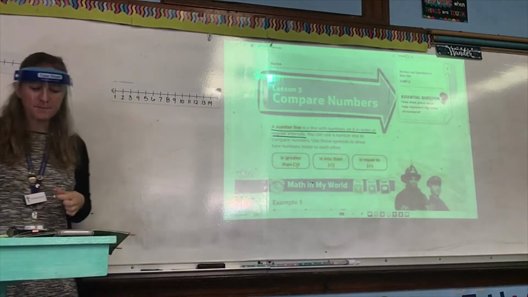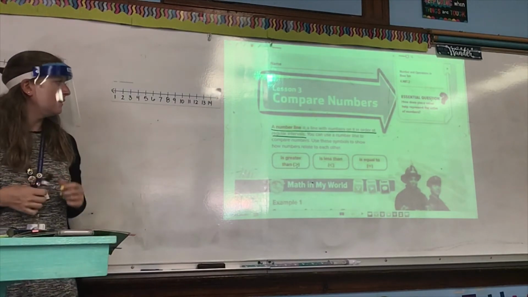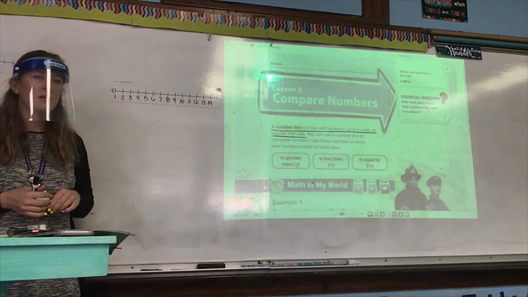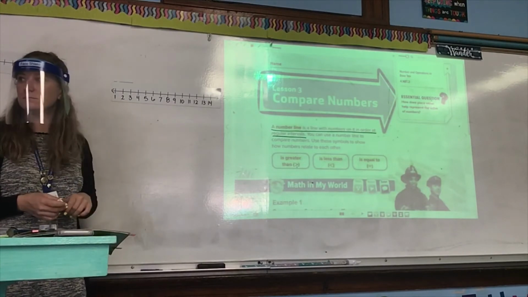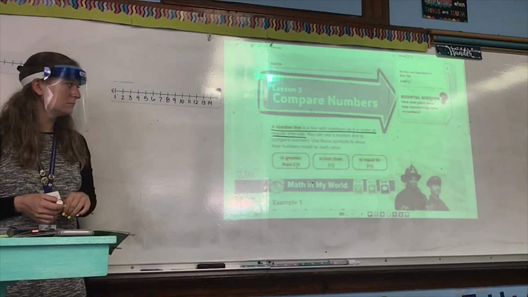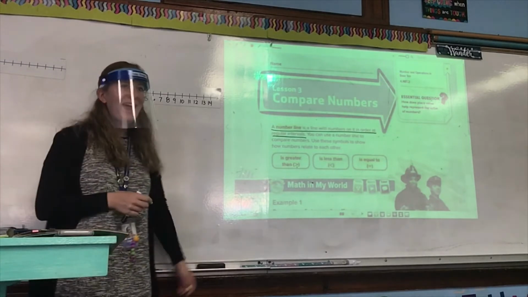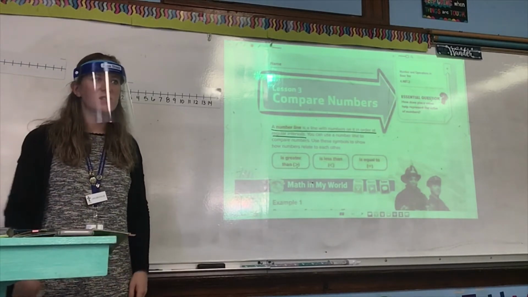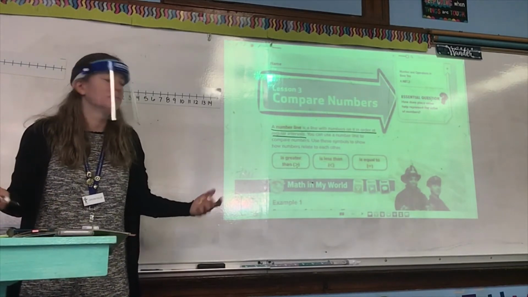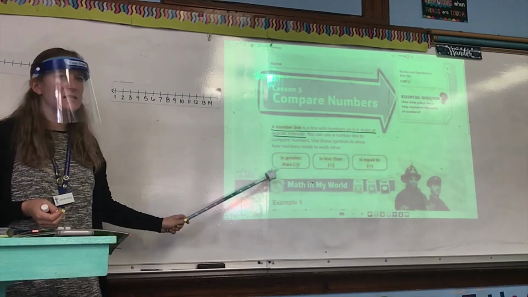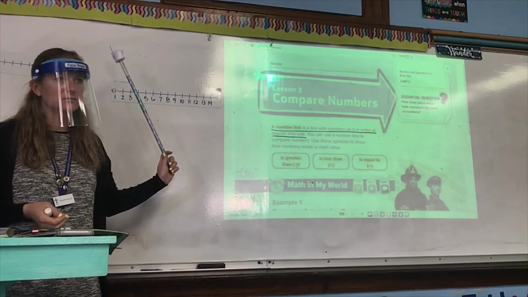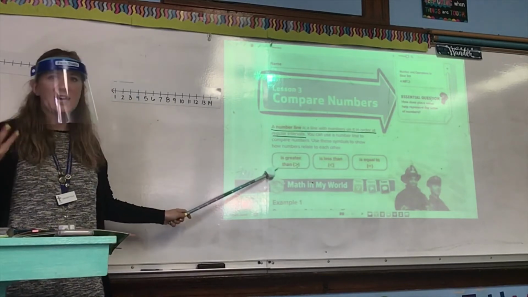Aaron, keep reading. You can use a number line to compare numbers. Use these symbols to show how numbers relate to each other. Good. How numbers relate to each other. That means what do they have to do with the other one? So we can use greater than, which means the number on the left is bigger or smaller, class? Bigger. When I say class, that means everybody.